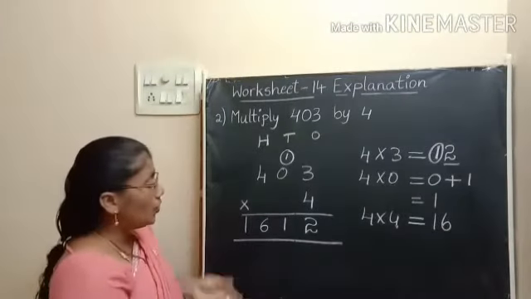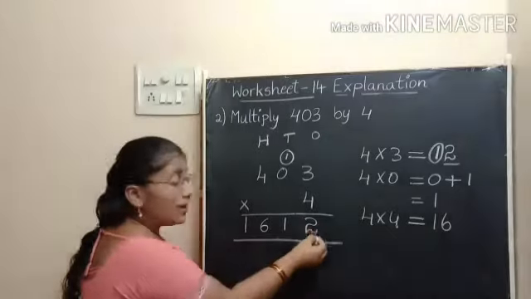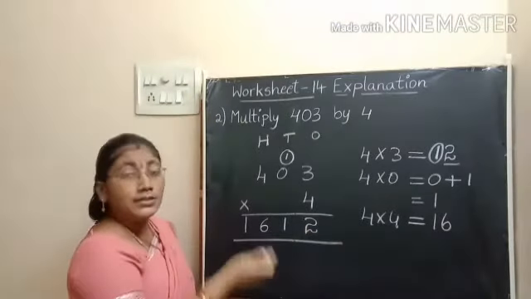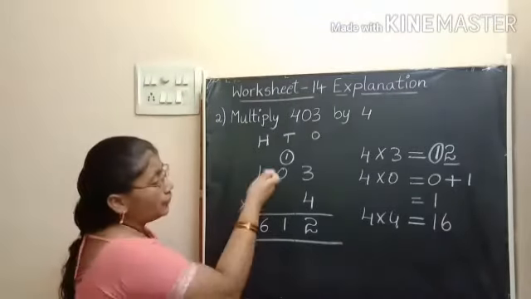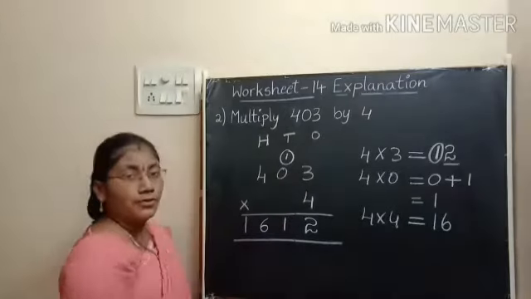Understood? So, 1612 is the final result. This is called the product of 403 and 4. Understood, children?